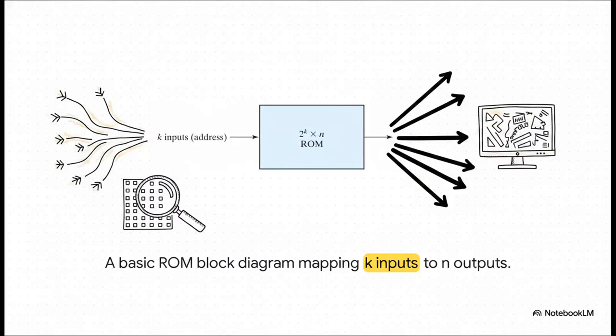Take a look at this setup. It's a fundamental block diagram. Simple, but incredibly powerful. You've got K number of inputs acting as your address lines, and those K inputs pinpoint exactly 2 to the power of K different memory locations. Feed it a specific address, and bam, the ROM grabs that exact location and spits out the stored data across N outputs. It's a precise, totally deterministic mapping right from the input address straight to the fixed output data.